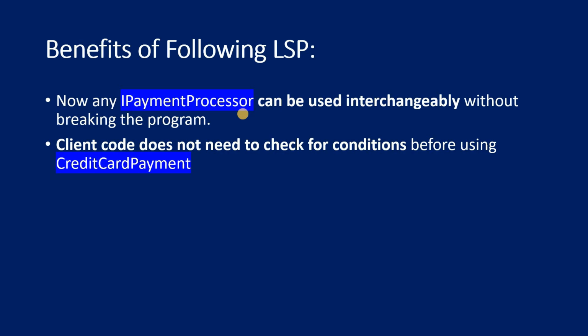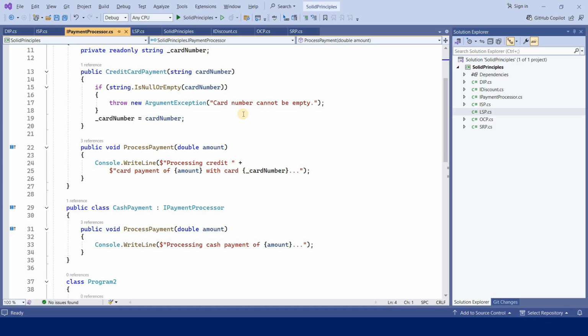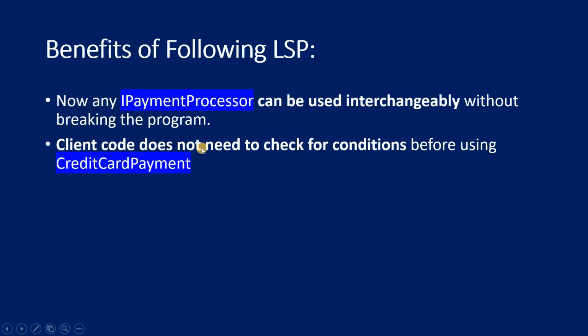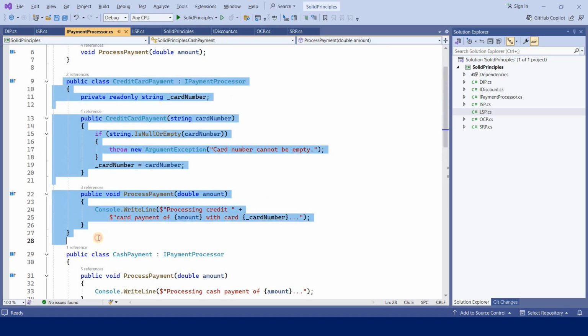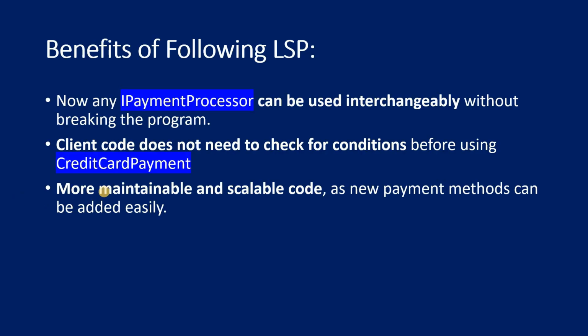Client code does not need to check for conditions before using the credit card payment, as you can see in our example. So in future, if a new payment type is introduced, we can easily implement it like this. We get more maintainable and scalable code, as new payment methods can be added easily. By following the Liskov Substitution Principle, we can achieve these benefits.